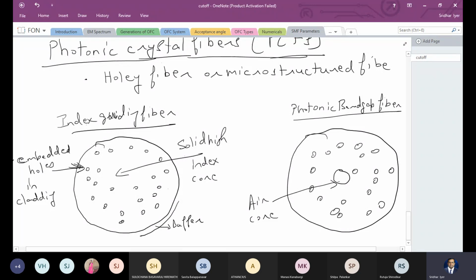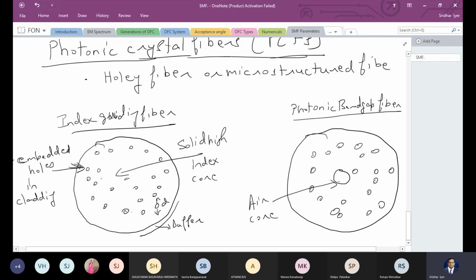So in the index guiding fiber, as you can see, the fiber is going to have a solid core, and the cladding is going to have the embedded holes. This core and cladding will be made up of the same material, but the holes in the cladding have lower refractive index. So you could choose silica, or you could use air. And these holes in the microstructure, because you're using these holes, these are known as microstructure. This has a diameter of d, right? So this means that every hole here has a diameter of d.